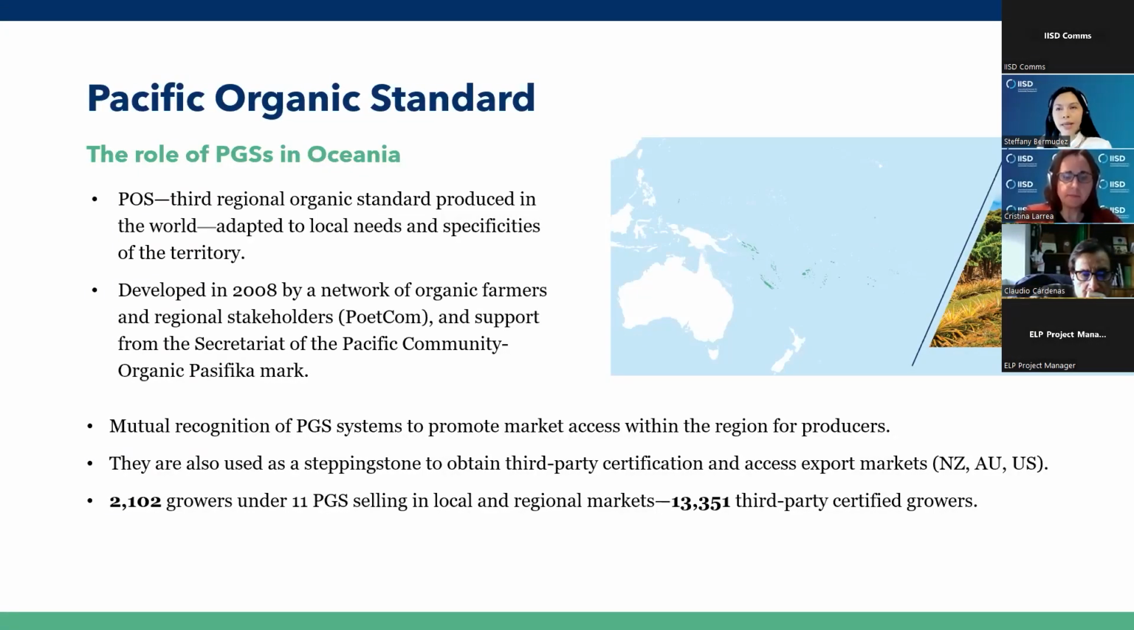These are based on the active participation of producers, but are also an affordable option for small farmers who want to sell in local and regional markets. So farmers can commercialize their products using the Organic Pacifica mark. Participation in PGS is also used as a stepping stone to obtain third-party certification and access export markets that demand it. So in this case, they can access markets in New Zealand, Australia, or the US.